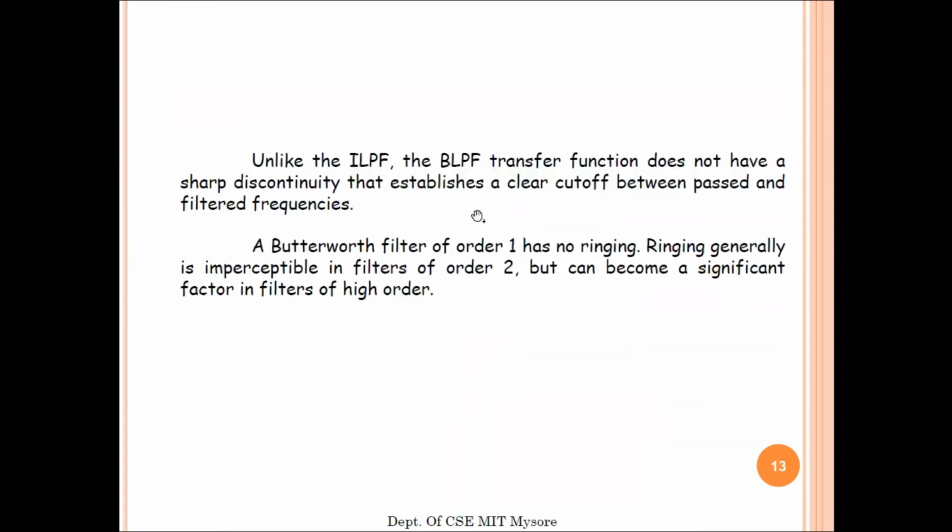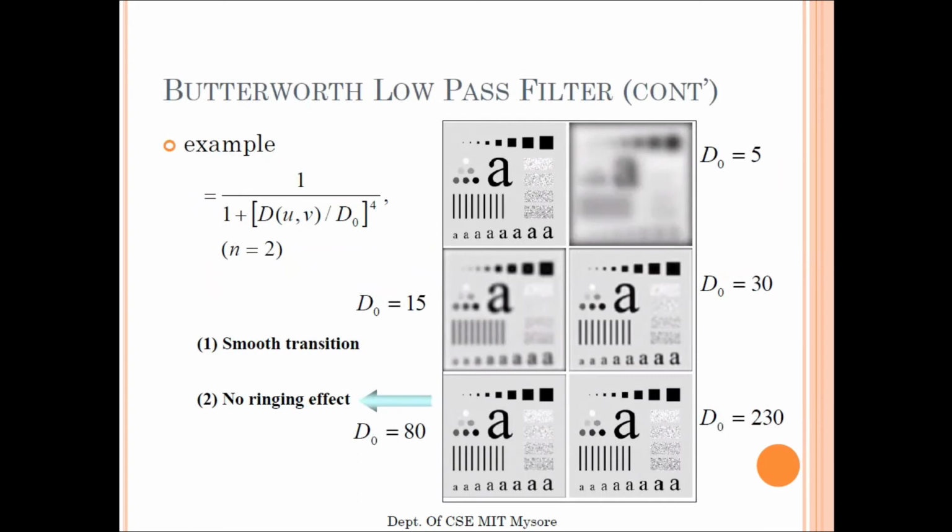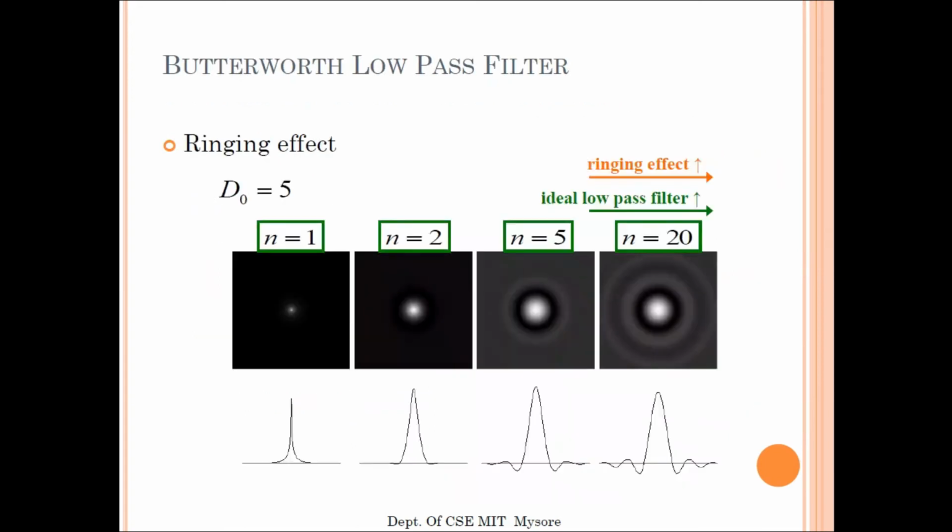Okay, this is about the Butterworth low pass filter. You can see here in the Butterworth low pass filter, when n is equal to 1, there is no ringing effect. When n is equal to 2, there is a little bit of ringing effect, but in the case of n equal to 5 and n equal to 20, you can see there is more ringing effect. You can clearly perceive there is a circle on the image.